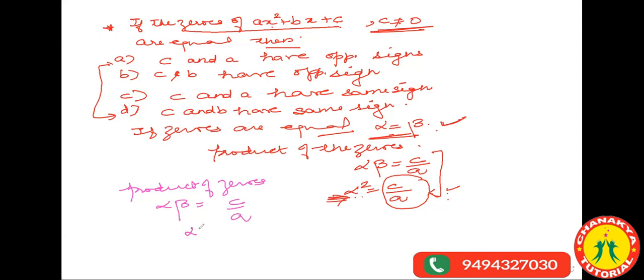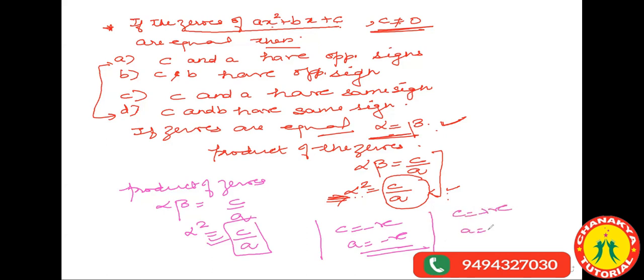Yes, ma'am. So alpha, instead of beta also I'm putting here. So alpha square is equal to C by A. So that means if C is negative, then A will also be negative, so that you will get the positive value. Then only you can calculate the zeros, na? Clear? Or if C is positive, then A should be positive. So that means C and A have same sign. Clear, beta? Yes, ma'am.